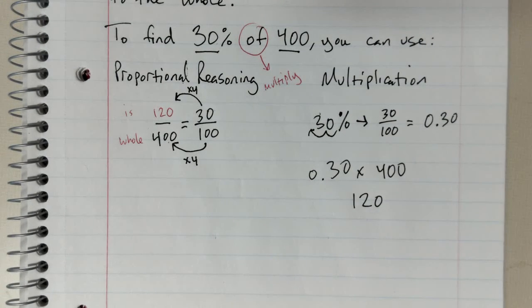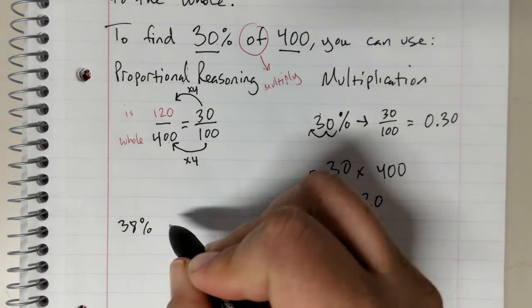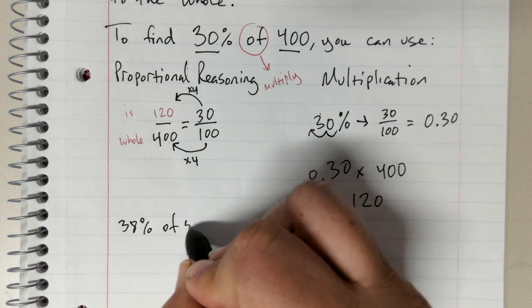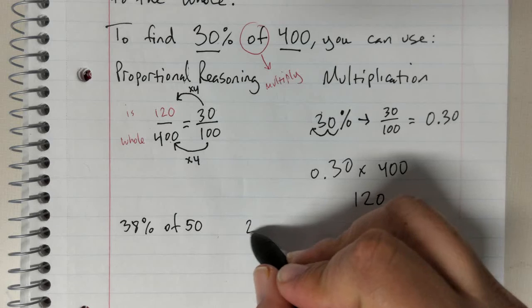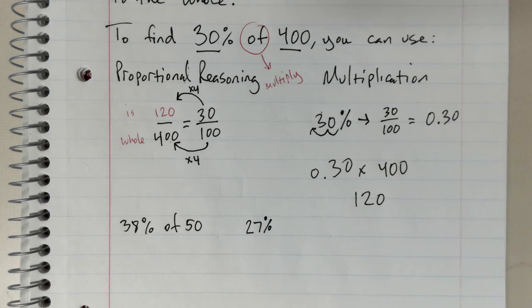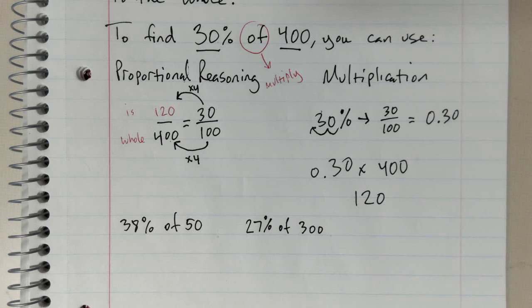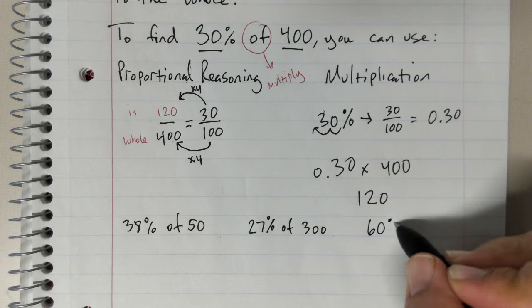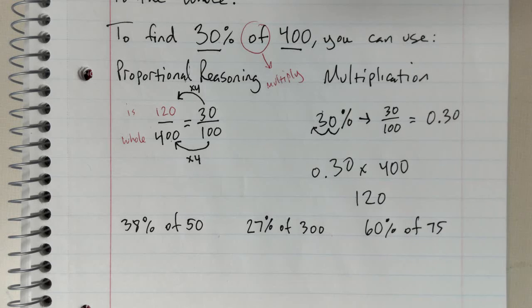Okay, so here are 3 other problems that I want you to do. The first one would be 38% of 50. The next one would be 27% of 300, and then 60% of 75. So go ahead and pause the video and calculate these, and we'll see what your answers are.